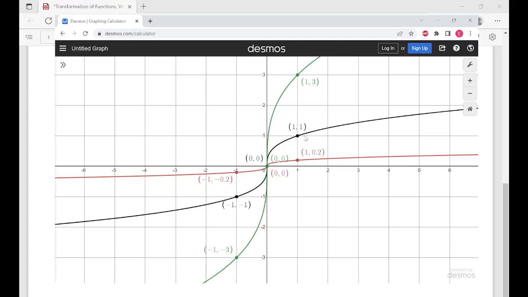So again, in black is the original function. In green, it's the stretched vertically function by a factor of 3. And in red, it's the compressed vertically by a factor of 1/5.